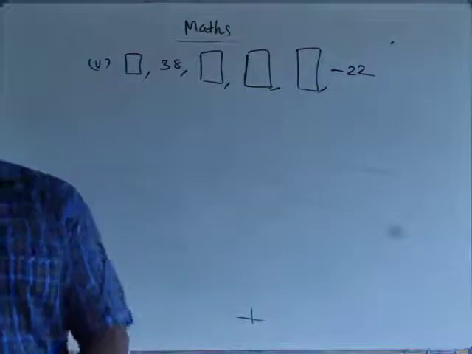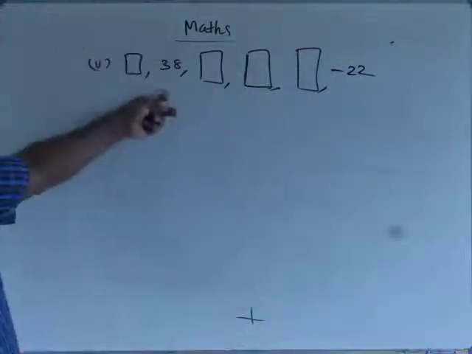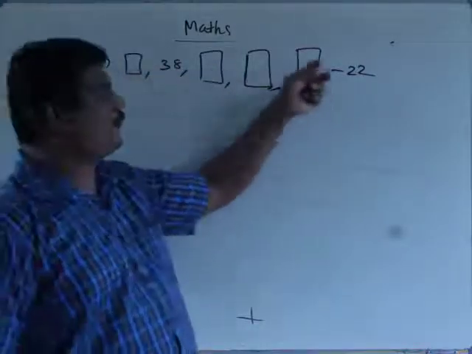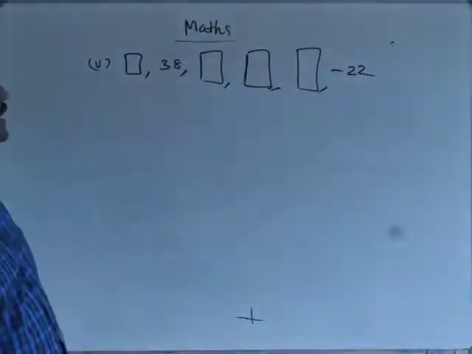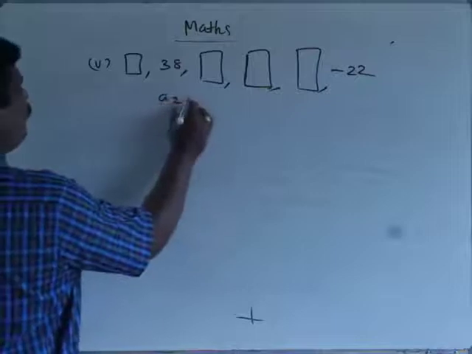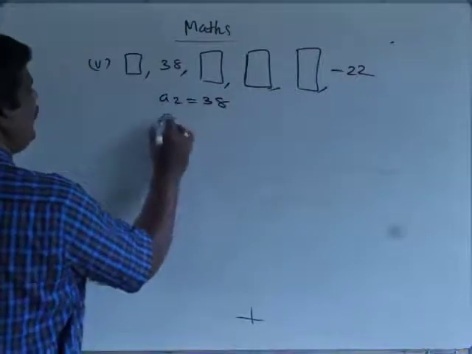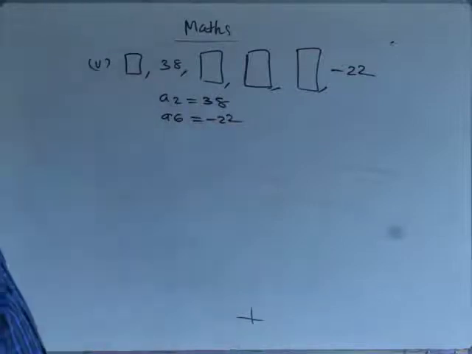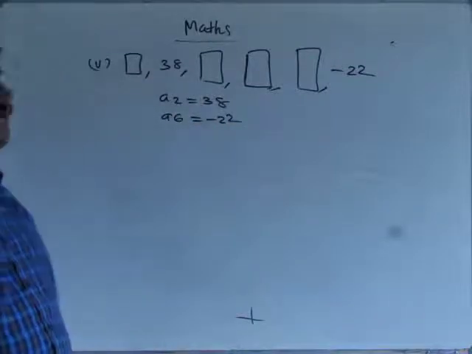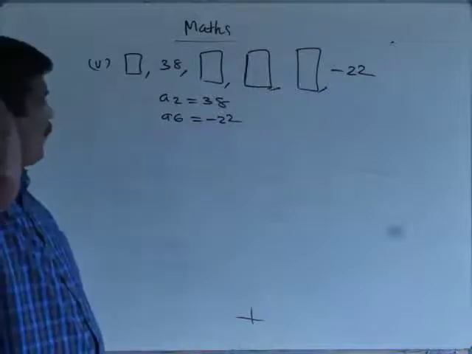Listen. So here, first, second, third, fourth, fifth, sixth. The second and sixth term is given. Here A2 equal to 38 and A6 is equal to minus 22. Second term A2 is equal to 38 and sixth term is equal to minus 22.